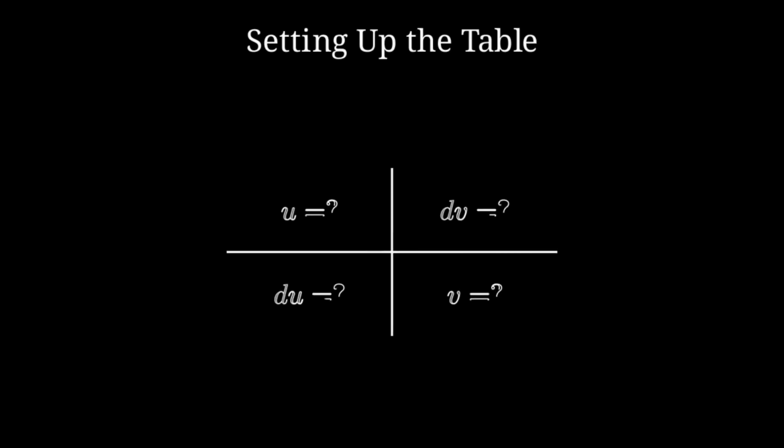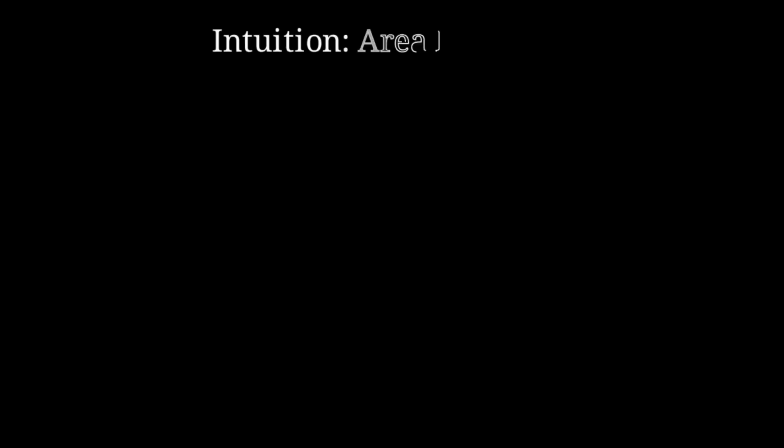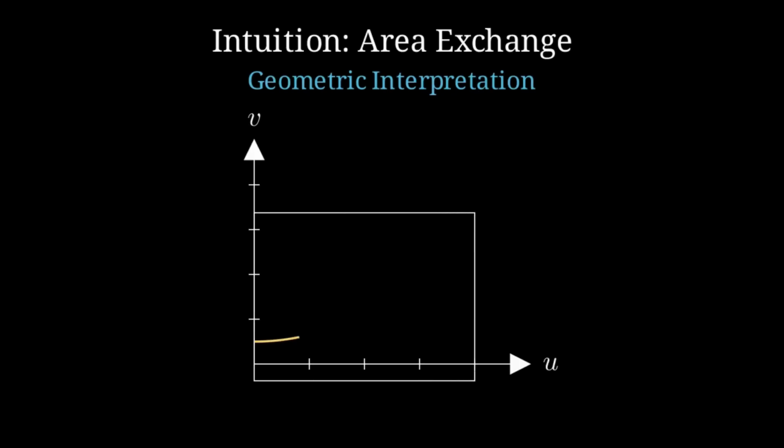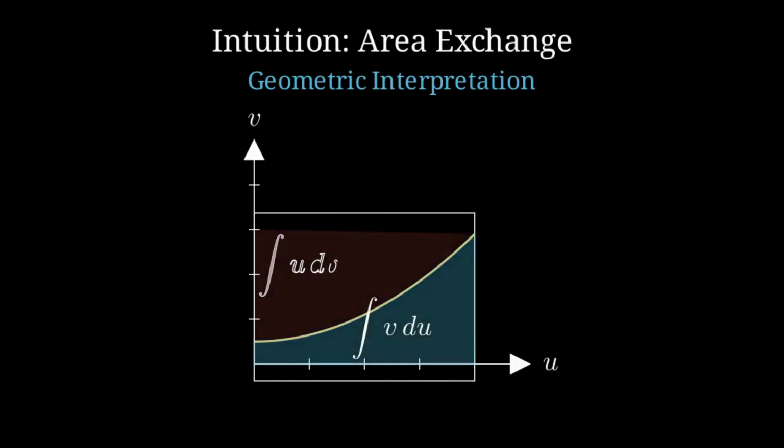Before calculating, always set up a small table. This organization prevents sign errors and ensures you have all four components, u, v, du, and dv, ready to plug into the master formula. Geometrically, integration by parts can be seen as calculating the area of a large rectangle and subtracting the area of the region above the curve to find the area beneath it. It is a mathematical trade-off.